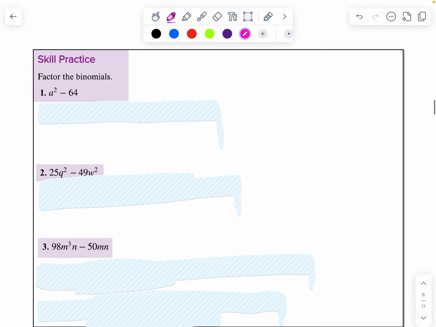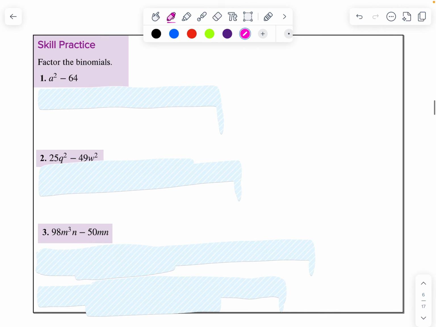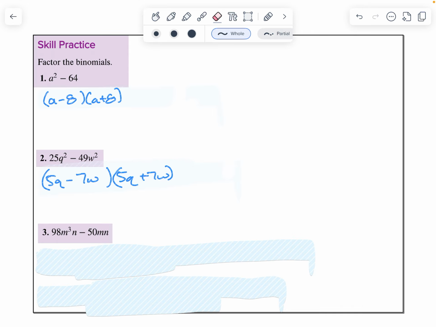Here are some more examples. I'll let you try these. You should pause the video and try each of these. The first, a squared minus 64, should break into a minus 8 and a plus 8. The second one, 5q and 5q multiplied to 25q squared, 7w and 7w multiplied to 49w squared.